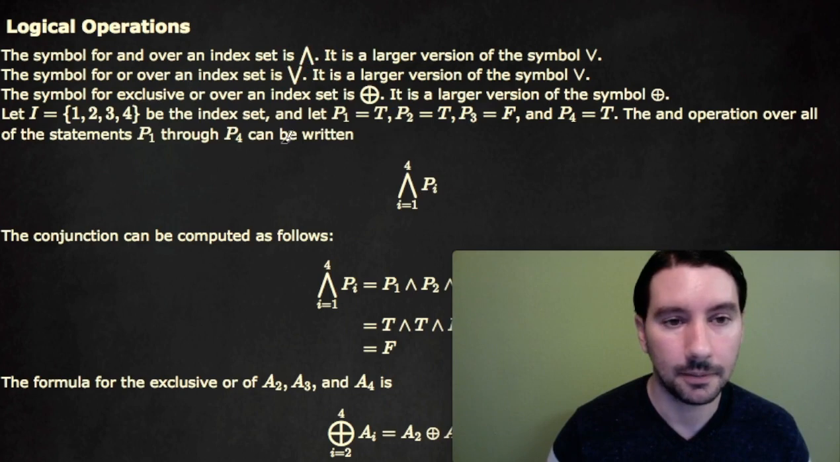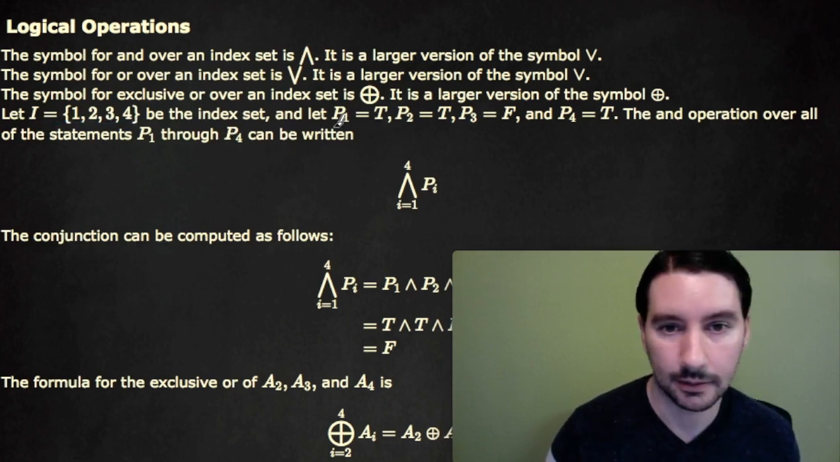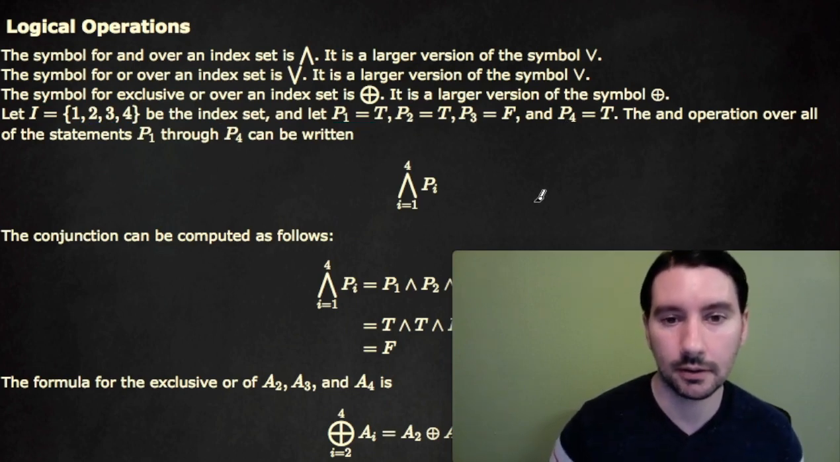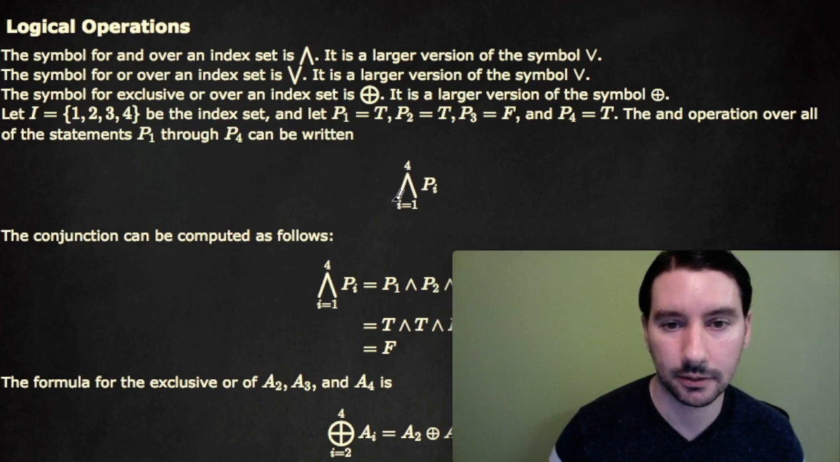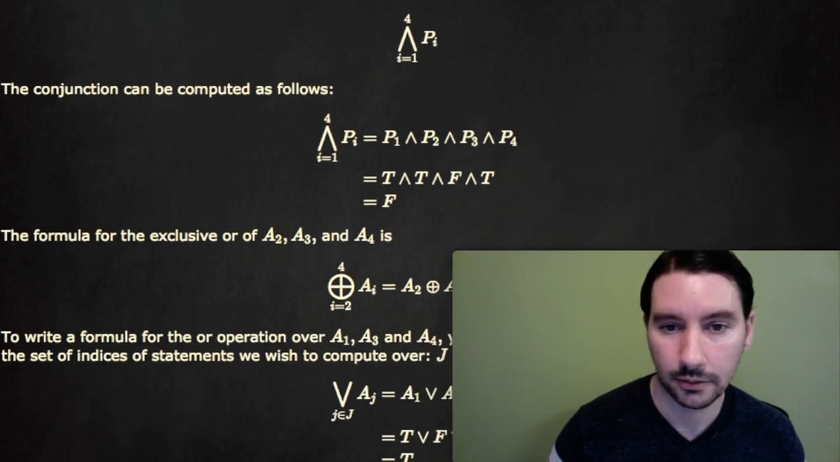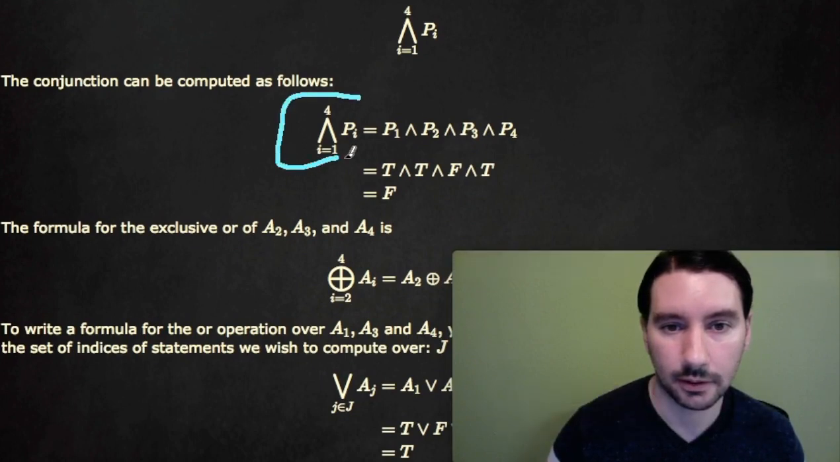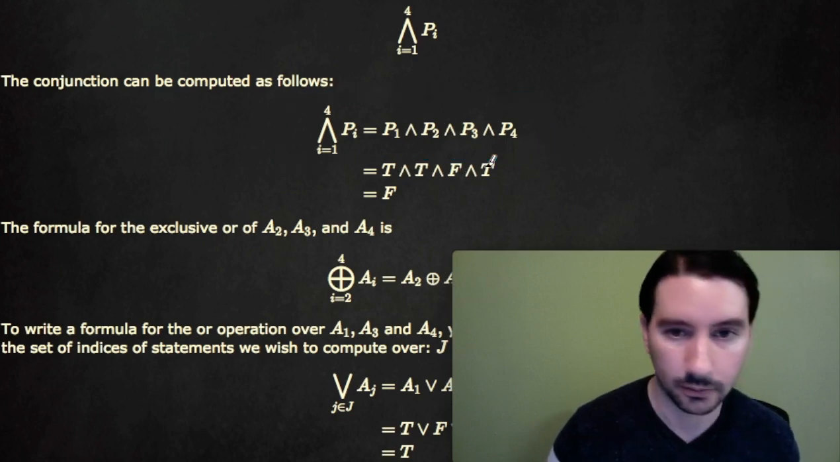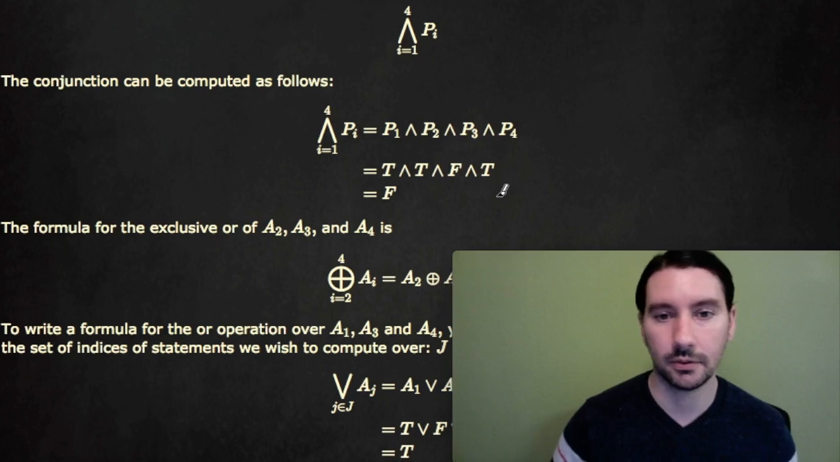So let's let I equal 1, 2, 3, 4 be the index set, and the first statement is P1 is true, P2 is true, P3 is false, and P4 is true. Let's say I wanted to take the conjunction of all 4 statements. We could just write this large conjunction symbol, or this large and, from I equals 1 to 4 of Pi. That means if I'm going to start at 1 and go to 4, it's P1 and P2 and P3 and P4, which is true and true and false and true, which equals false because there's at least one false.